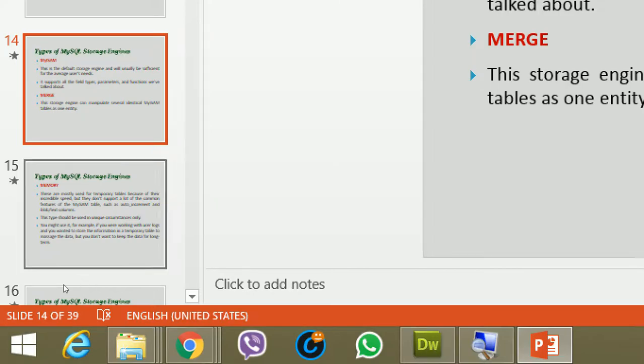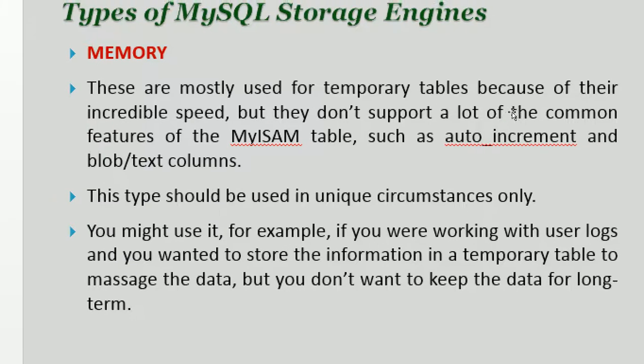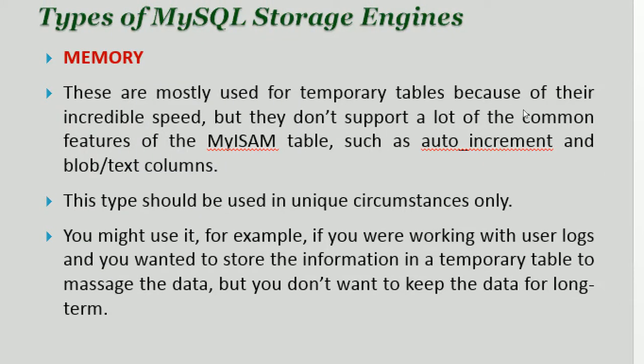So the third is memory. This is mostly used for temporary tables. Clear? I will create the non-transaction safe tables in this storage engine, in the memory. Clear? And then I will show you. So these are mostly used for temporary tables. What are temporary tables? Because of their incredible speed. I told you, the changes are permanent. They need very little memory.